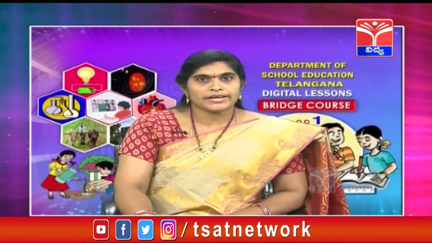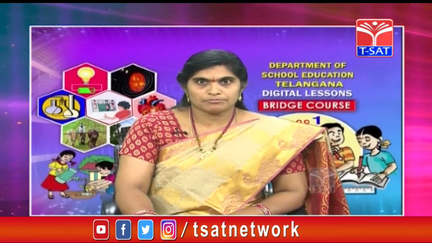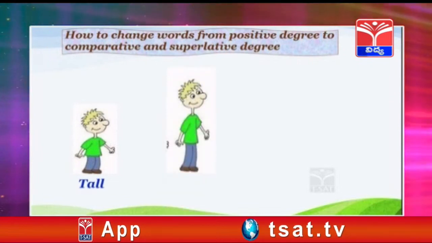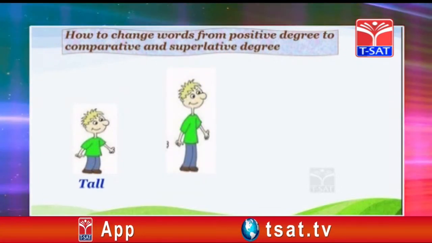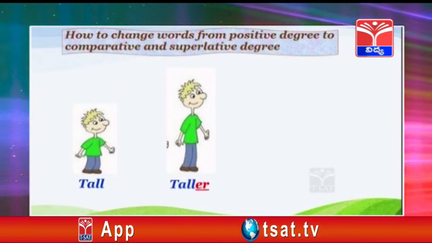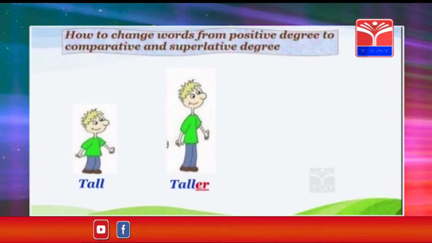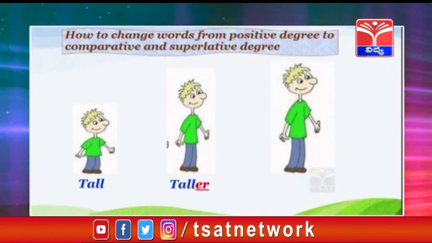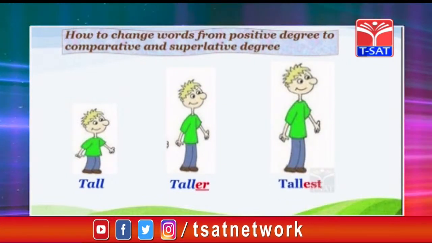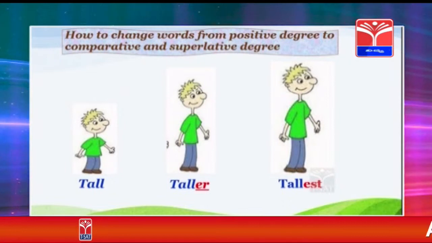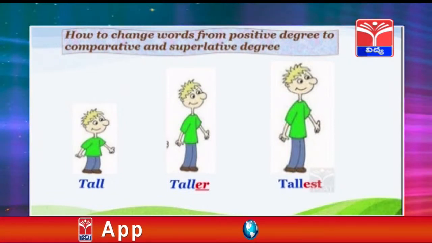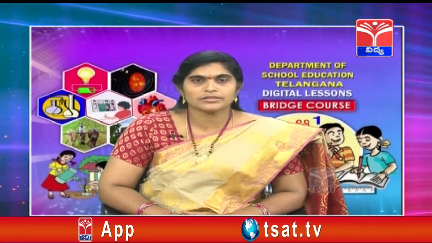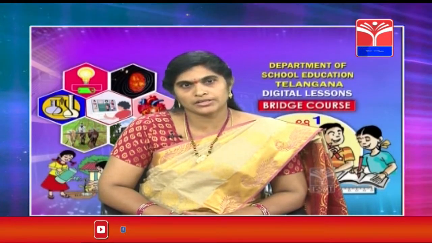So here, children, I shall show you an example. Let us see. If you observe the first picture, the boy is tall. When it comes to the second picture, the boy is a little taller than the first boy. In the same manner, if you see the last picture, the boy is tallest among all. So this is how we frame the words from one degree to another degree.